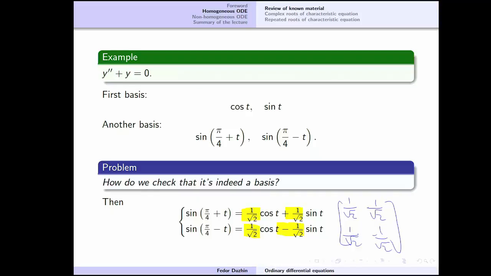And of course you can easily check that the determinant of this matrix is 1 over root 2 times minus 1 over root 2, so it is minus 1/2, and minus, again, 1/2, minus 1. So the determinant is indeed non-zero, which means that the two new functions are again linearly independent, and therefore they constitute a basis.